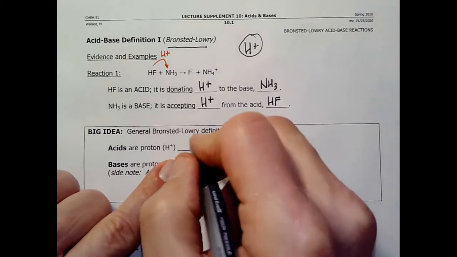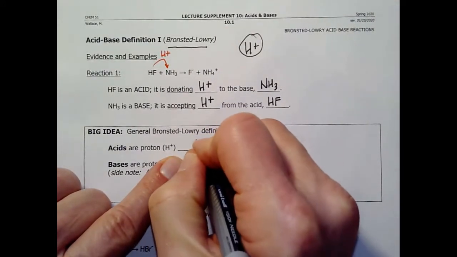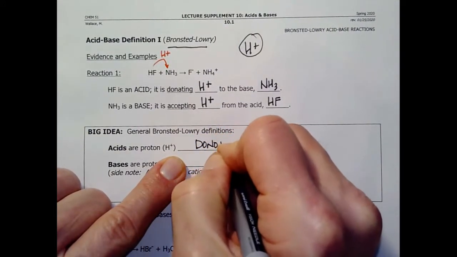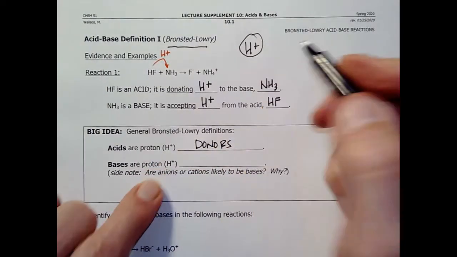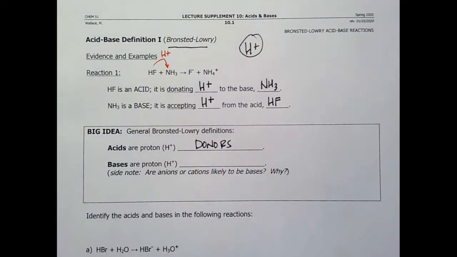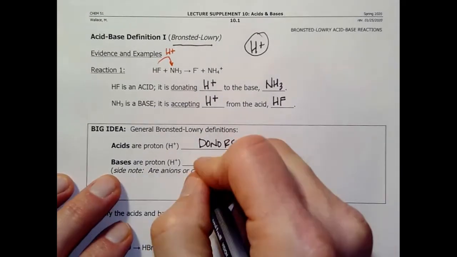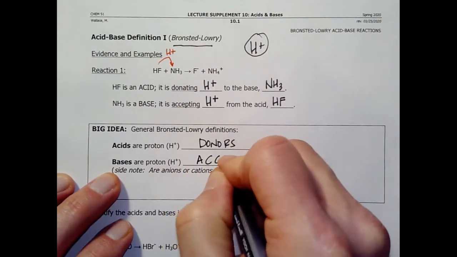So we can say acids are proton donors. And by the way, I'm saying H+ or proton interchangeably. We talked about that in Chapter 5. But if that doesn't make sense, you might want to stop and think, well, what really is a hydrogen atom? What really is an H+? Well, then bases are proton acceptors.